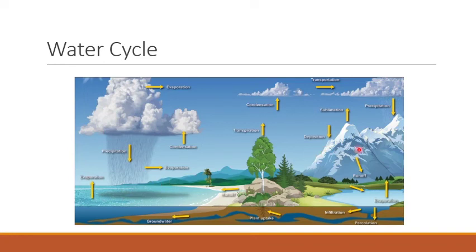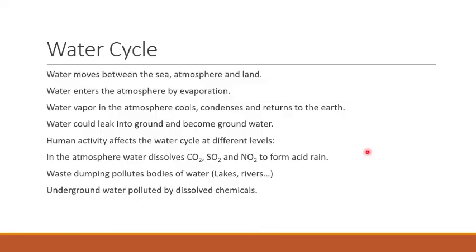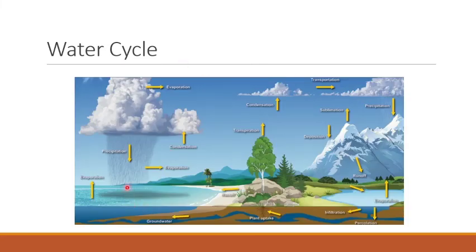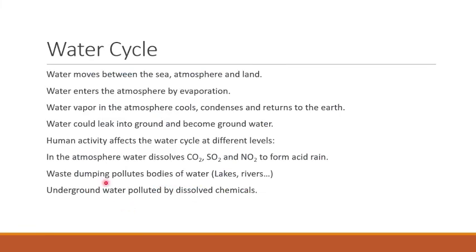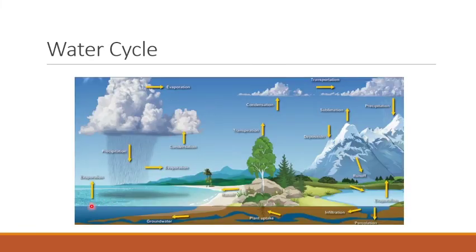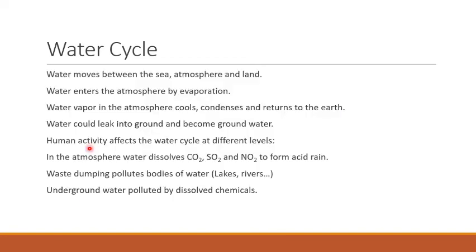Same thing happens in lakes or in ponds. So water moves between the sea, atmosphere, and land. Sea goes to the atmosphere, goes to the land or lakes, and underground water again to the sea. Water enters the atmosphere by evaporation. Evaporation is the process by which a liquid turns into a gas. So liquid water turns into water vapor.